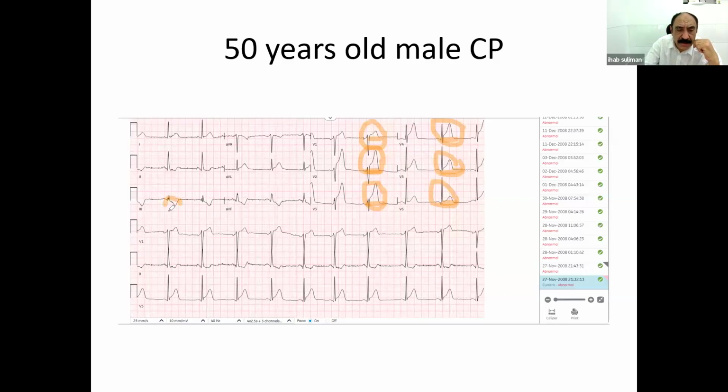There is reciprocal or inferior ST depression in lead 3 and AVF, and to some extent lead 2. The patient is in normal sinus rhythm. So the patient had an extensive anterior STEMI. He's 50 years old, and he ended up also again with severe ischemic cardiomyopathy, and eventually he received an AICD. So let us take the other example.